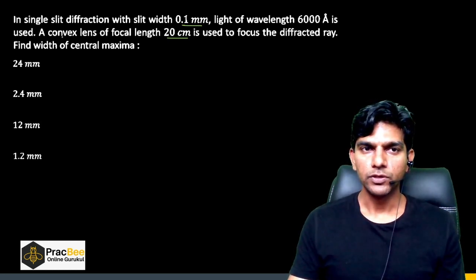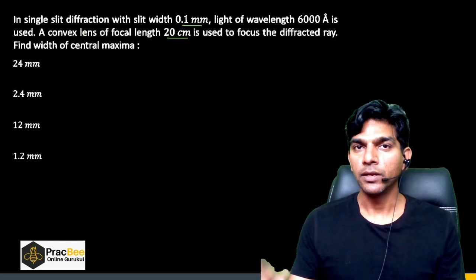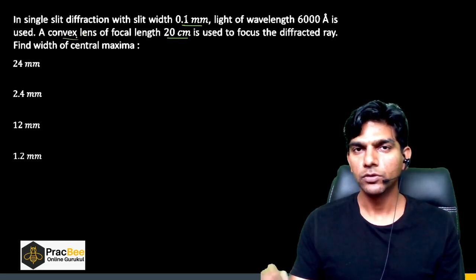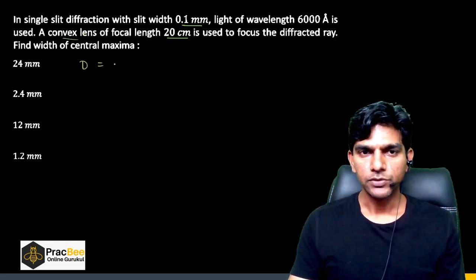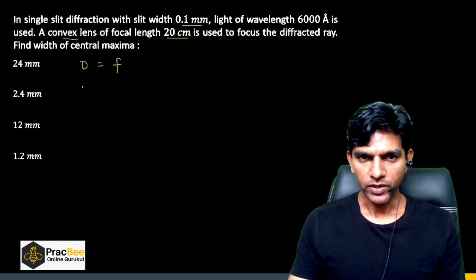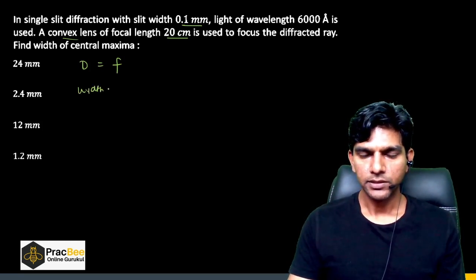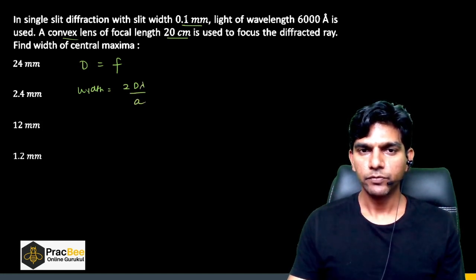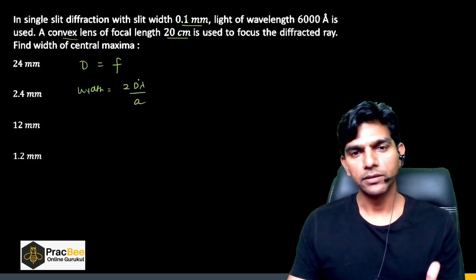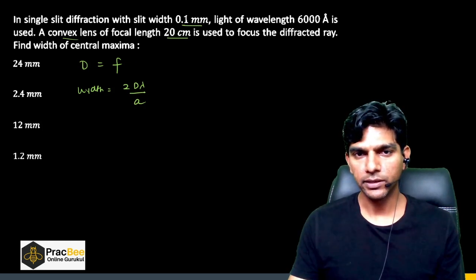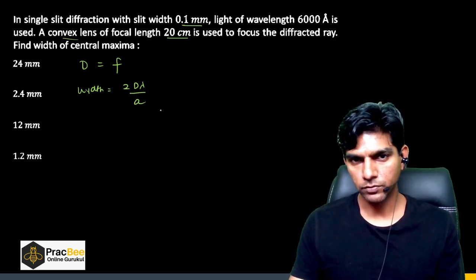So in case of a single slit diffraction, if we have a convex lens in front of the slit, D will be equal to the focal length of the lens, and we know that the width is given by 2Dλ by a, where D is the distance between the slit and the screen. In this case it will be the focal length, lambda is the wavelength, a is the width of the slit.